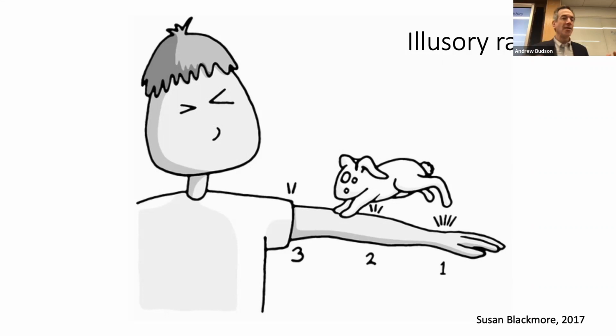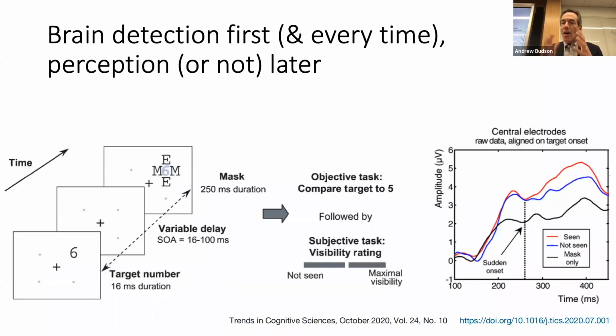Now, these effects don't only occur in the visual domain, they can occur in other sensory domains as well. The illusory rabbit comes about if people tap 5 times at the wrist, 3 times at the elbow, 2 times at the shoulder in rapid succession. And what you perceive is not these separate taps, but a little animal that feels like it's running up your arm.